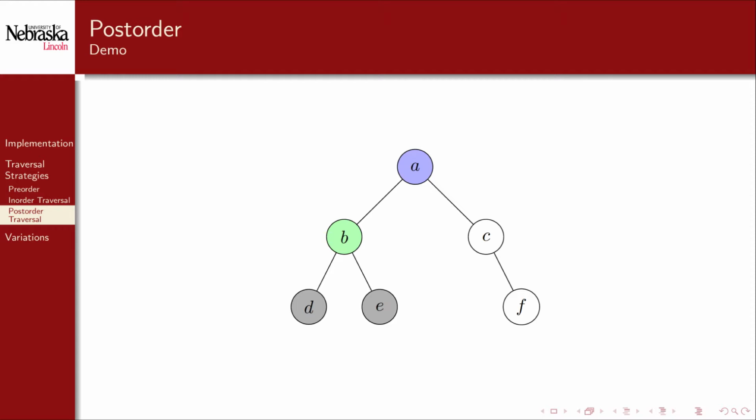We return to the root, but descend to its right tree before we process it. C has no left child, so we go to its right and process it. We then return to C and process it, and finally last, A. In any post-order traversal, the root node is always the last thing to be processed.